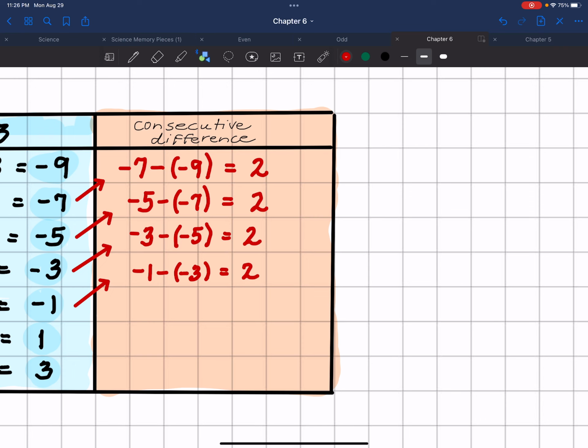Okay, now we're getting into positive numbers. So will that same process hold? So let's bring the 1 up here. 1 minus negative 1 is 2. And then let's bring this one up here. So 3 minus 1 is 2. And I don't have anything to bring up here, so we just leave that last row blank. There's nothing you can put in there.